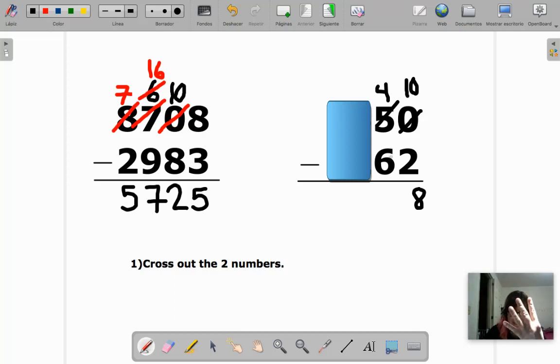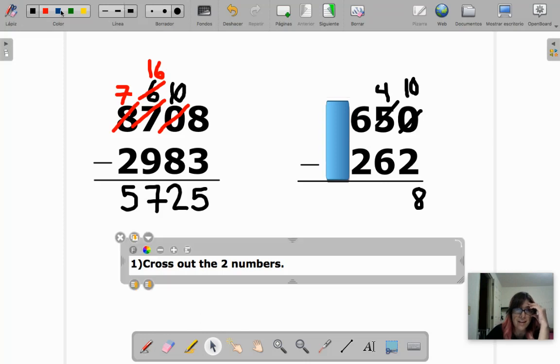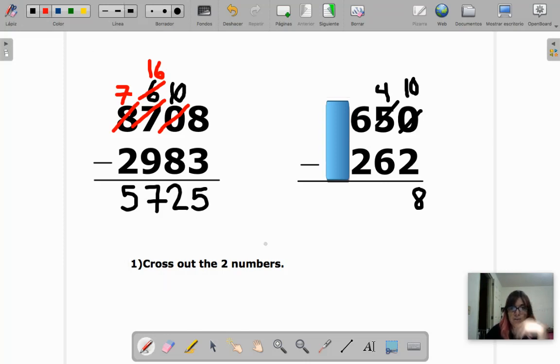Can we take away 6? No, so that's where we regroup again. We borrow from the back. I'm going to change color again so you don't get confused. So cross out the 2 numbers like we put here. That means cross out the 6, cross out the 4. Okay, so the 6 gives 1 to the 4. That's why we put the 1 to the 4. Remember, we put the 4 again, but with the 1. And now the 6 is a 5 because he gives 1 to the 4.